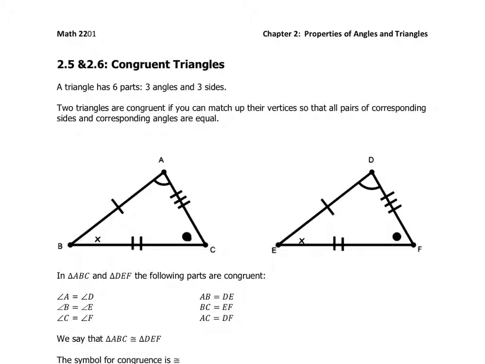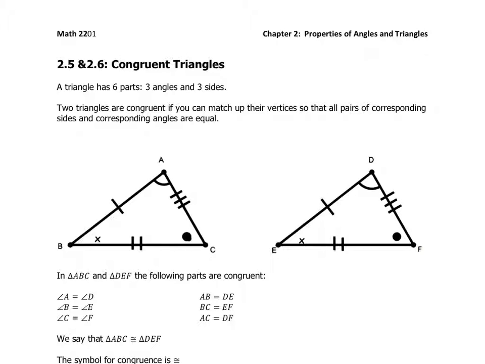Sections 2.5 and 2.6 we're going to do together, and they're on congruent triangles. A triangle has 6 parts. There are 3 angles and 3 sides, and 2 triangles are considered congruent if you can match up their vertices so that all pairs of corresponding sides and all corresponding angles are equal.